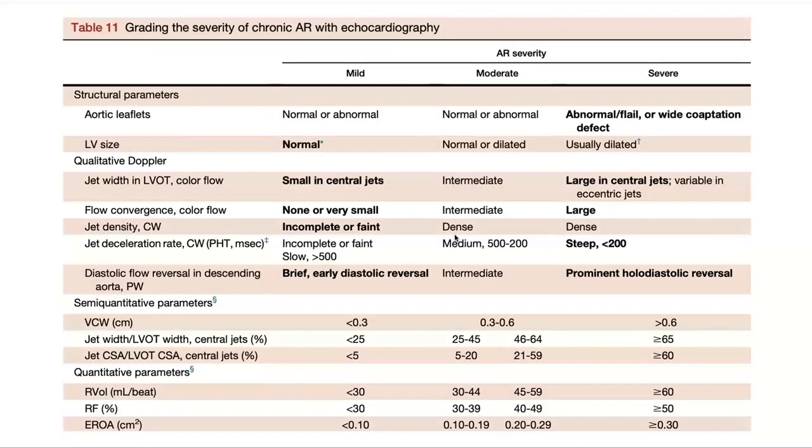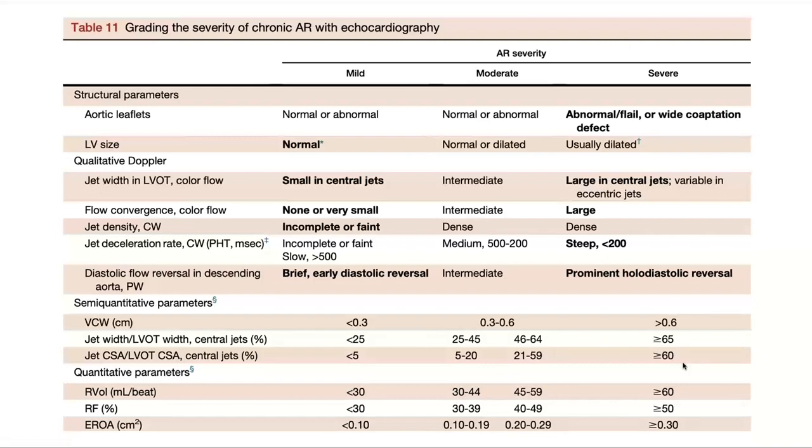So just kind of bringing this all together, in that long-winded statement, I would just look up this table if you've already forgotten what I've mentioned. But essentially, you're really looking at this severe column. Again, these features are supportive, and then your quantitative parameters below are really important: EROA greater than 0.3, regurgitant fraction over 50%, and regurgitant volume over 60.